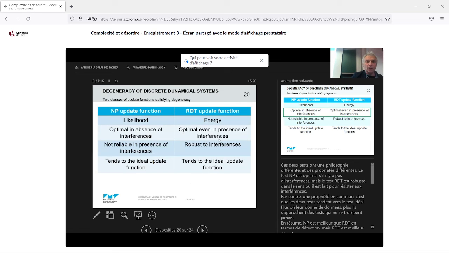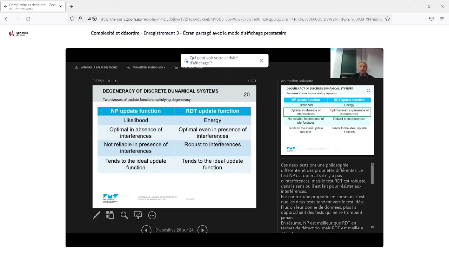So now if we compare through this table the behavior of these two types of update functions, we have the following. The Neyman-Pearson update function is based on likelihood. The RDT update function is based on energy. That's more biology friendly. The NP update function is optimal, yes, indeed, in absence of interference. That's the key point. If there is no interference, NP is the best. Well, but there are interferences. And in contrast, the RDT update function is optimal even in presence of interferences.